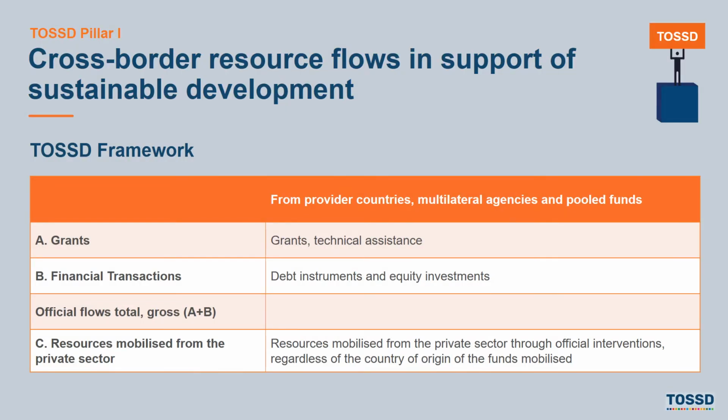In this slide, you can see the main categories of resources included in Pillar 1. The first category is, of course, grants, which can be provided either in monetary terms or in kind, for example, through technical assistance. The second main category is financial transactions, which include debt instruments and equity investments. Together, these two categories, grants and financial transactions, represent total official flows. In addition to total official flows, TOSSD Pillar 1 also captures resources mobilized from the private sector through official interventions, regardless of the country of origin of the funds mobilized.